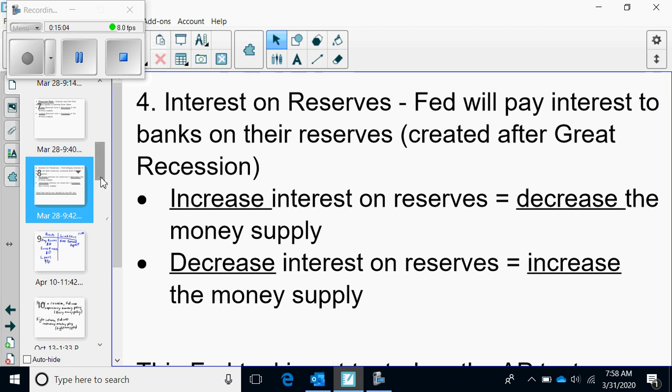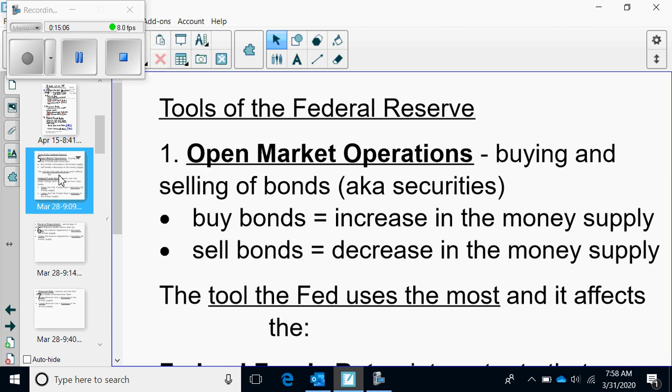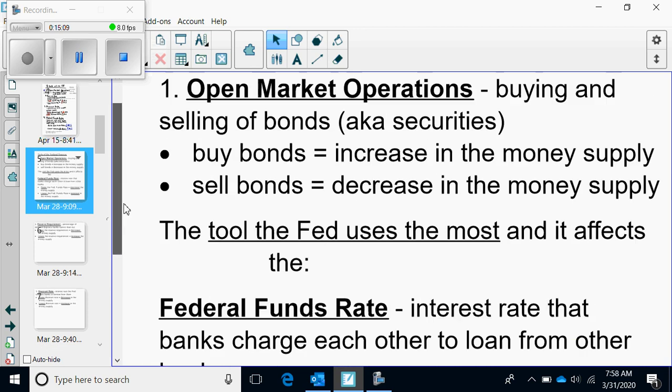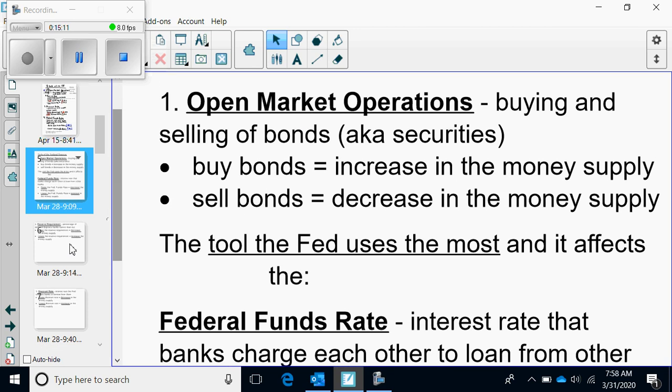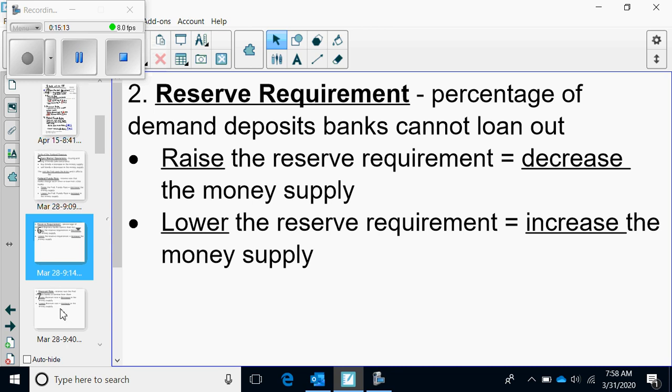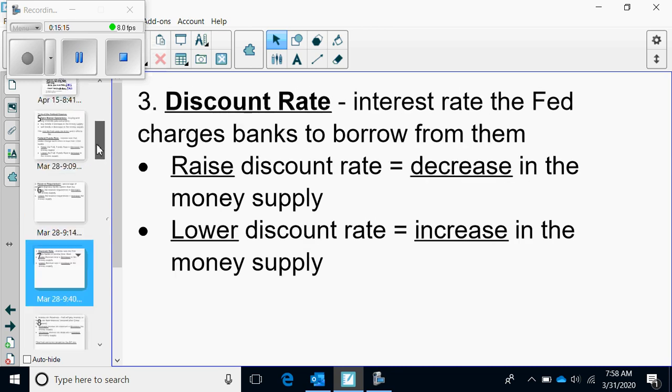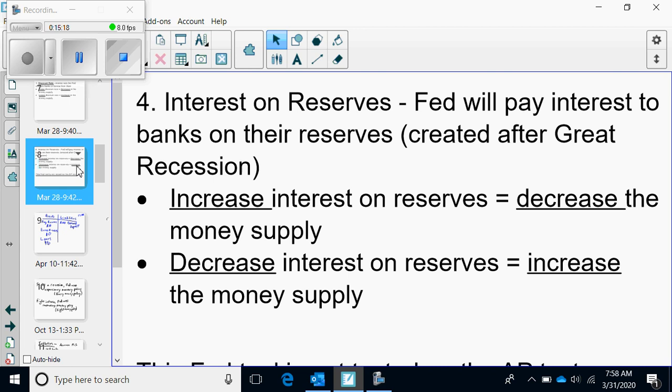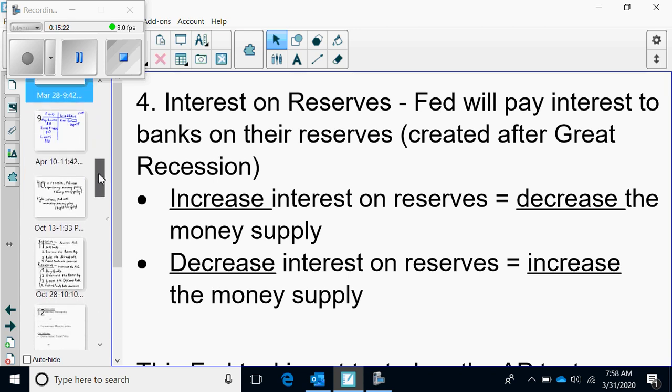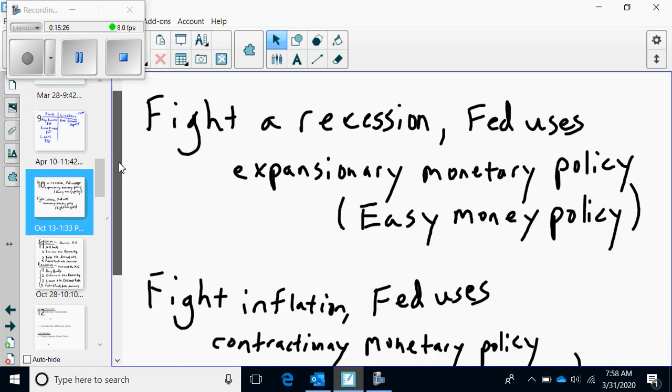So just to go, you need to copy down this slide, right? This slide, and of course, this slide right here. Let's continue copying some stuff. And what is this called? So, what we're doing right now is the Fed is fighting a recession. It's known as expansionary monetary policy. You want to copy this slide down. And or it's called easy money policy.